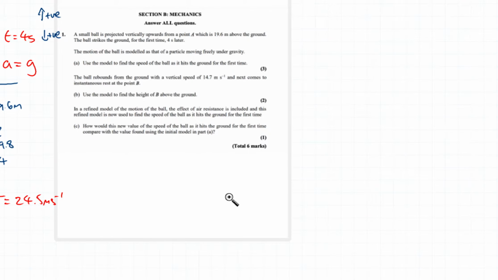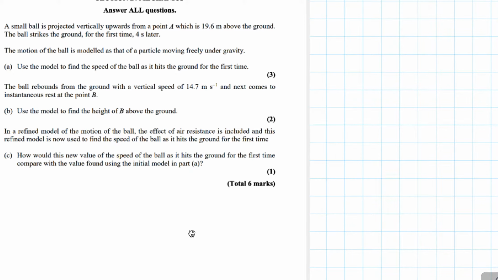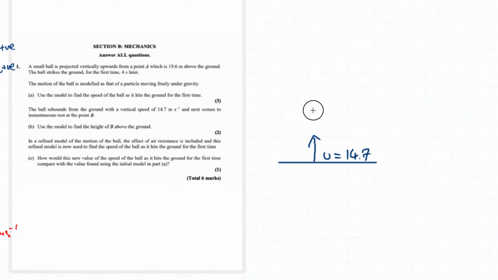Question 2. The ball rebounds from the ground with a vertical speed of 14.7 and next comes to instantaneous rest at the point B. Use the model to find the height of B above the ground. So in this question, you've got a flat ground and the ball has rebounded upwards at a speed of 14.7. So here we just take a new situation and we say the initial speed is 14.7 and it will reach a point B. And you want to find what B is.